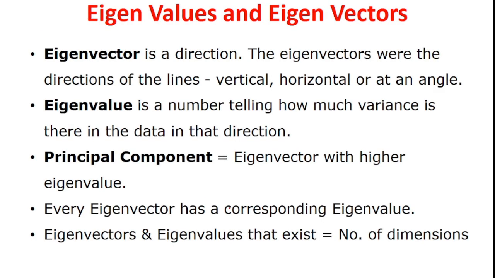And what is meant by eigenvalues and eigenvectors? In simple terms, an eigenvector is a direction. The eigenvectors may be in a line direction, either a vertical line, a horizontal line, or at a particular angle. So what is meant by eigenvalue? An eigenvalue is a number telling how much variance there is in the data in that particular direction. So in principal component analysis, the eigenvector with the highest eigenvalue is called the principal component. Every eigenvector has its corresponding eigenvalue, and the number of eigenvectors is equal to the number of dimensions.